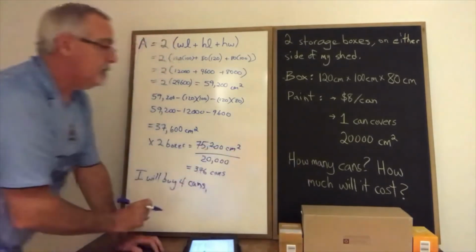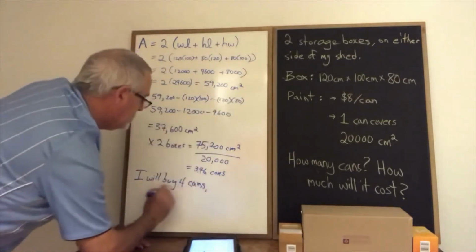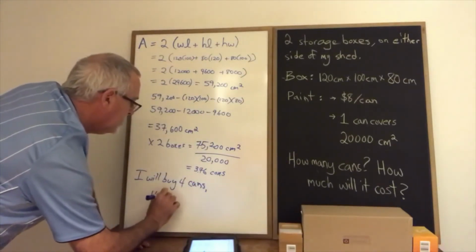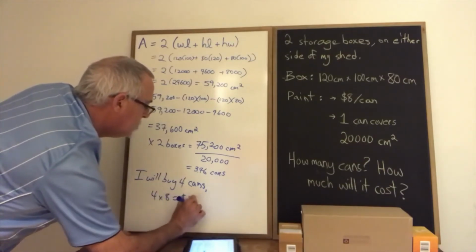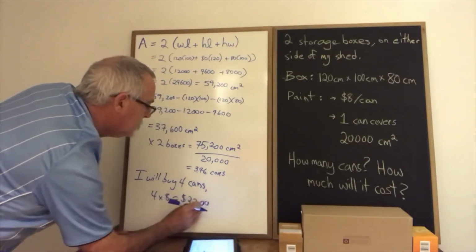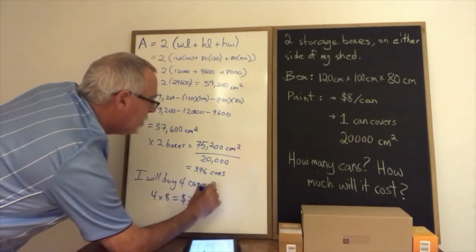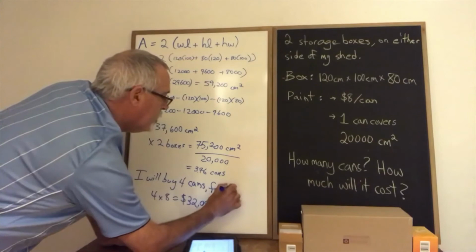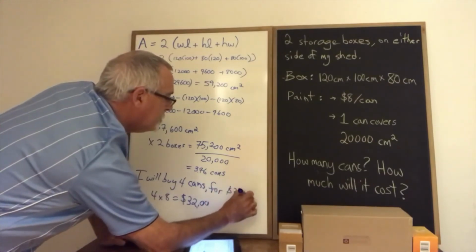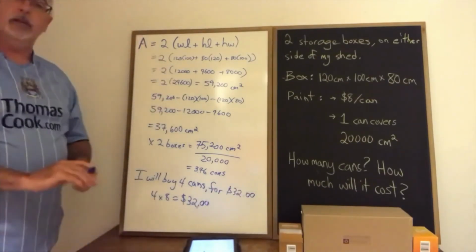And how much will it cost? 4 times $8. So I'll finish my sentence. I will buy 4 cans for $32. I have answered the question.